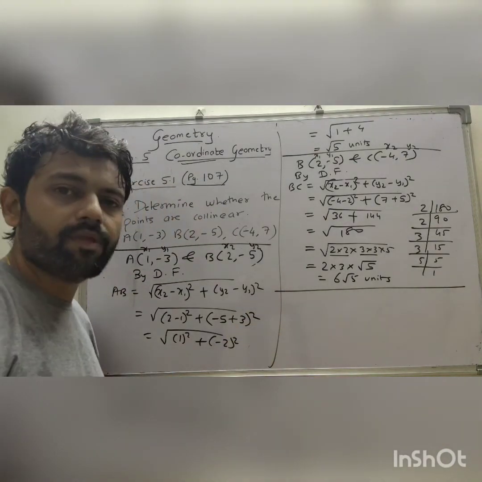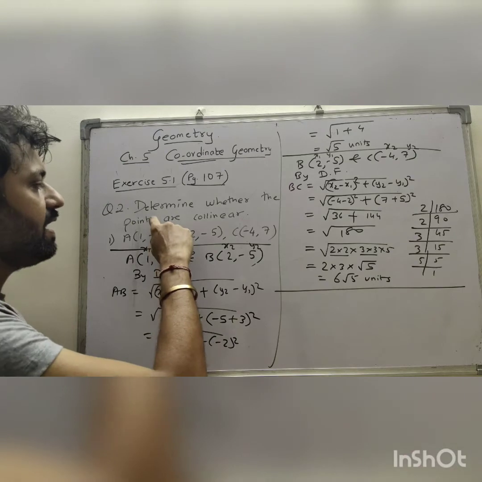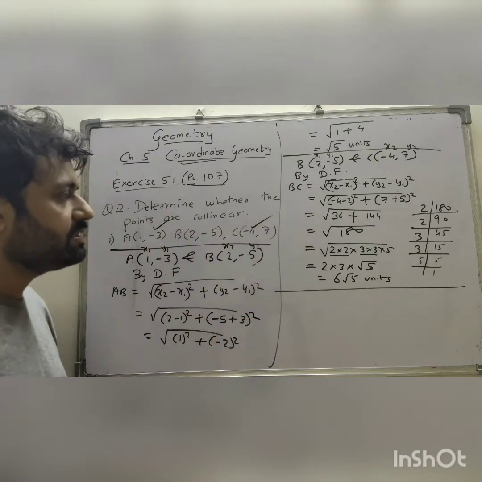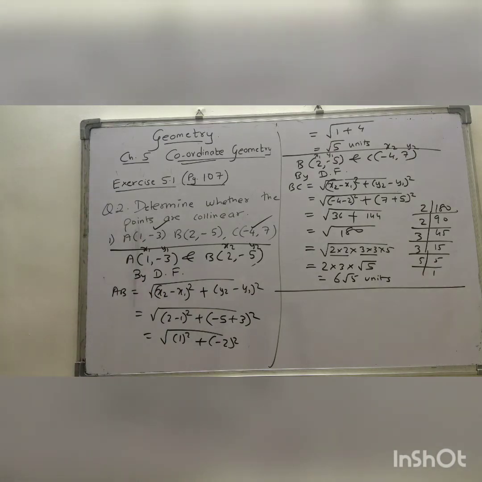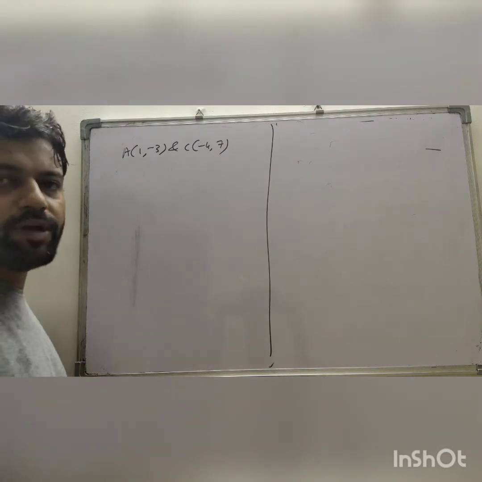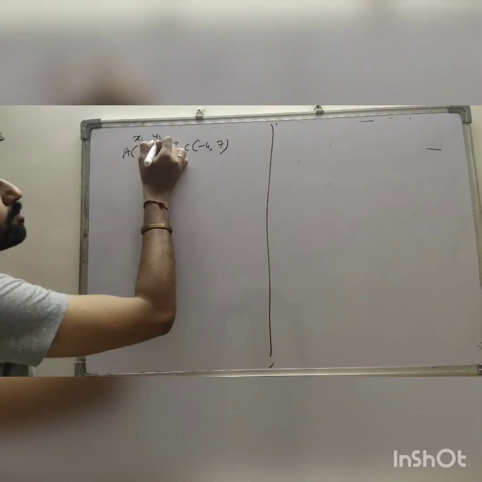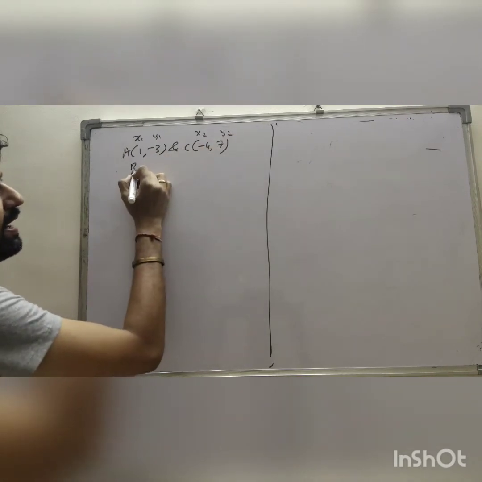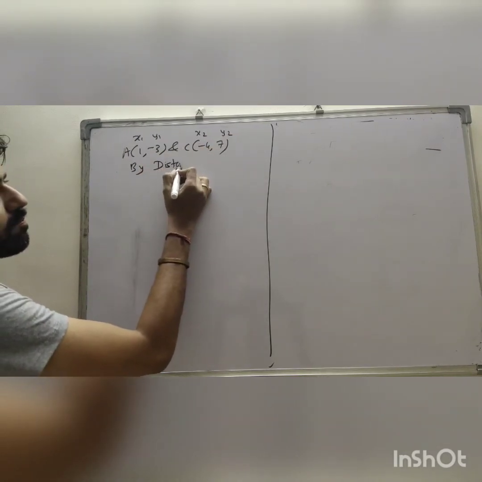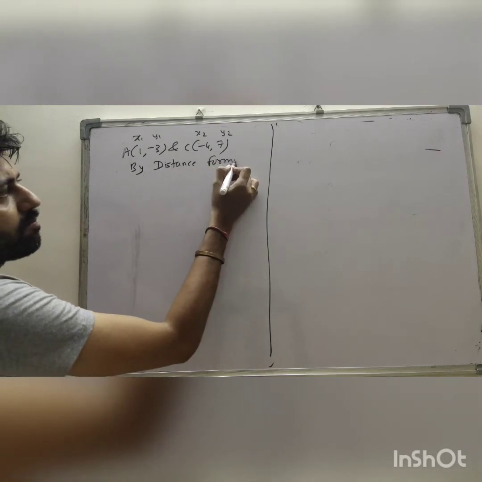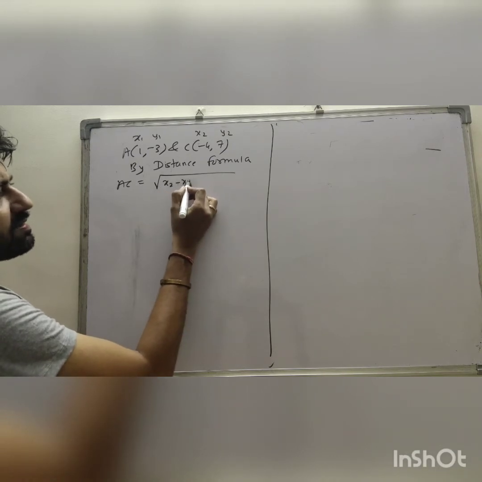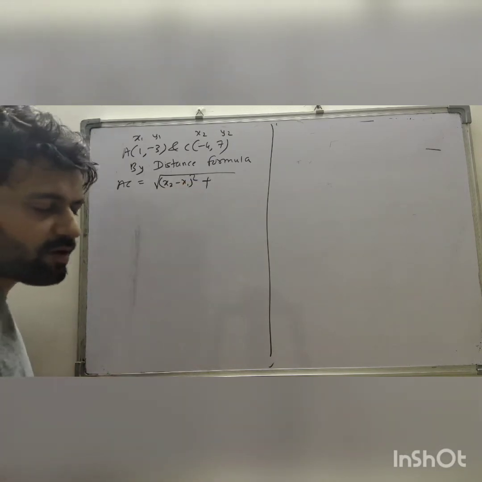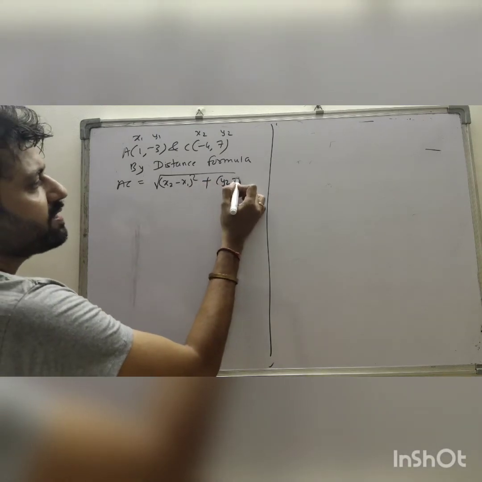In the same way, we will now find the distance between A and C. That is 1 comma minus 3 and minus 4 comma 7. Distance between the points A and C by distance formula, we get AC is equal to the square root of x2 minus x1 the whole square plus y2 minus y1 the whole square.